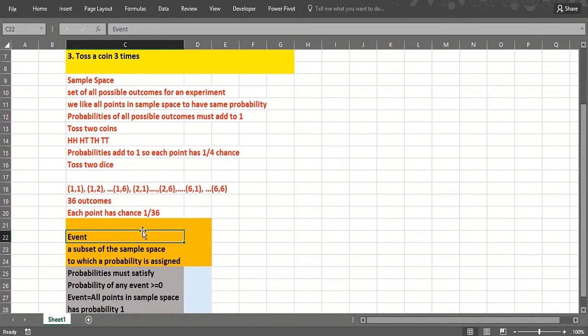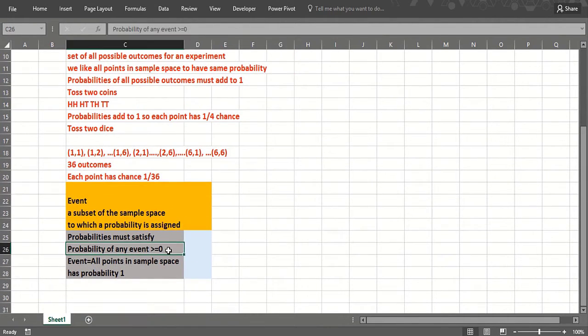Okay. Now, what's an event? A subset of the sample space to which a probability must be assigned. Probabilities of events must be greater than or equal to 0, and the event that consists of all points in the sample space must have probability 1. So let's do a couple of calculations.